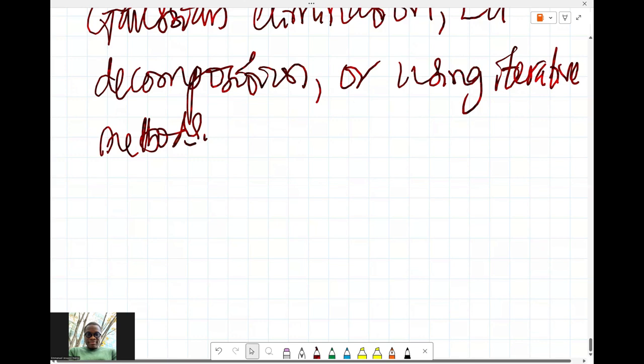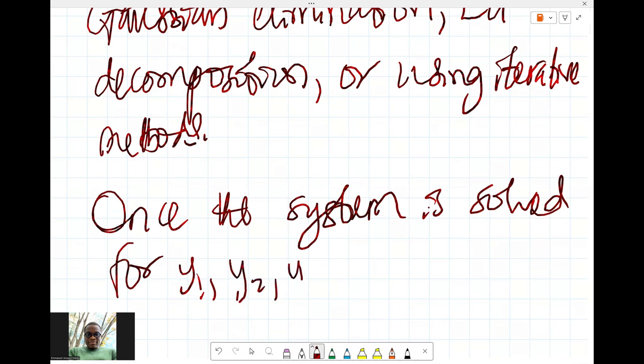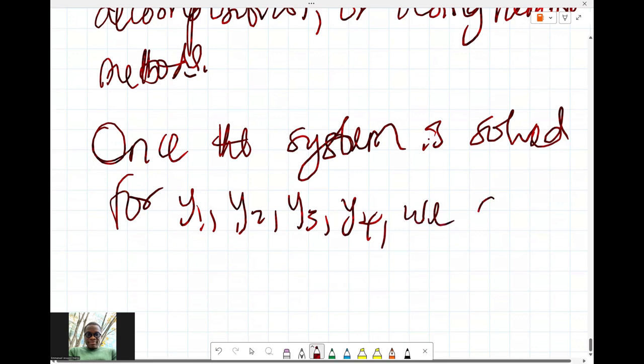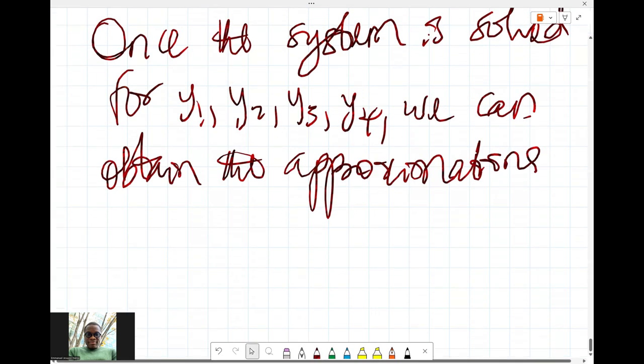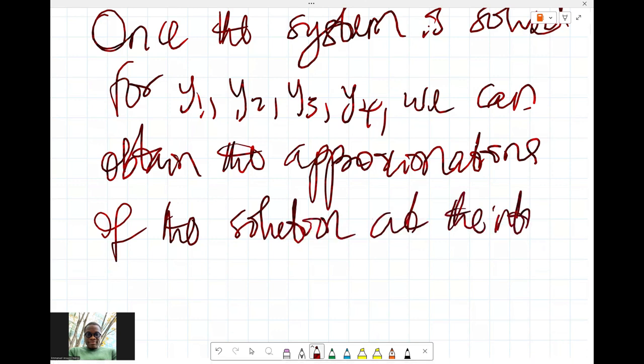So, once the system is solved for y1, y2, y3, and y4, since we know y0 and y5 already, then we can obtain the approximations of the solution at the interior points.